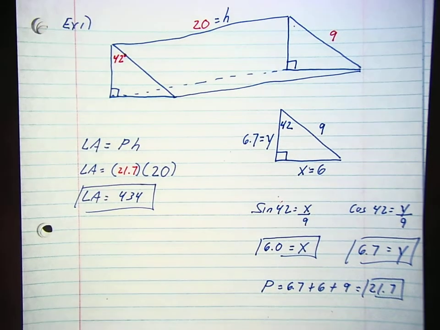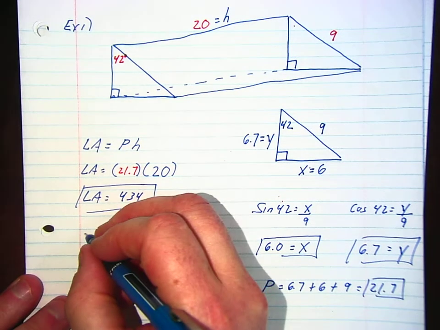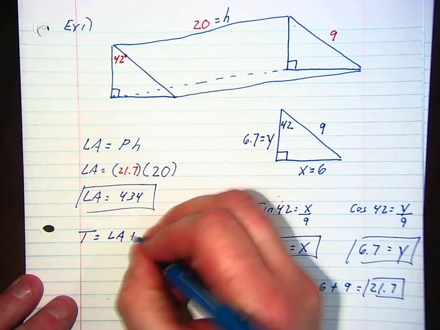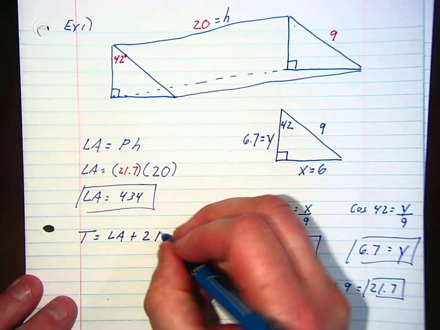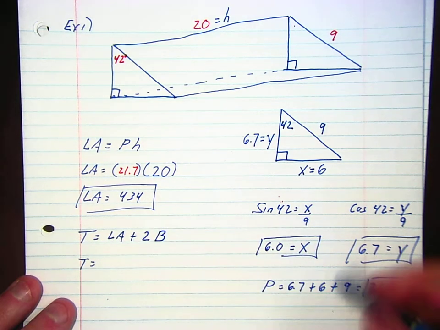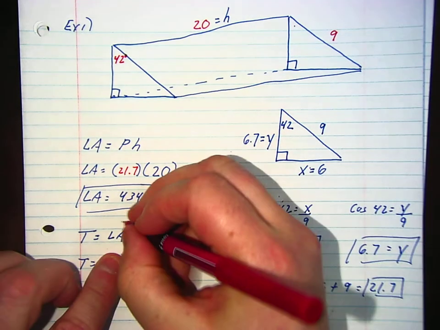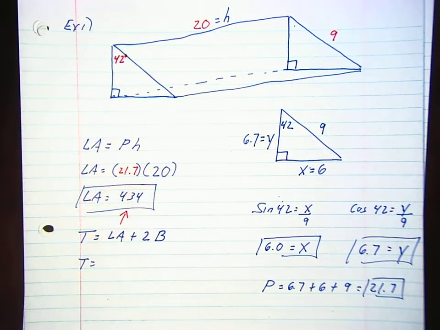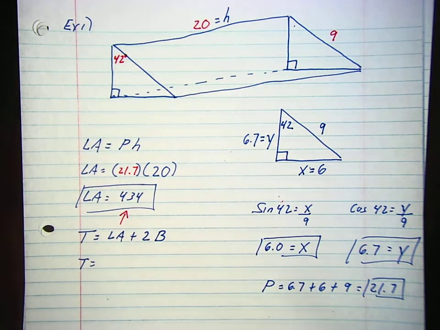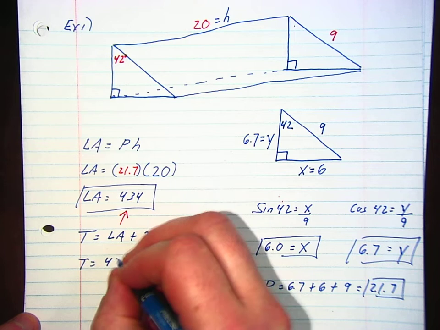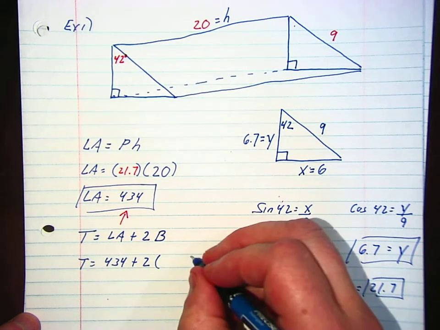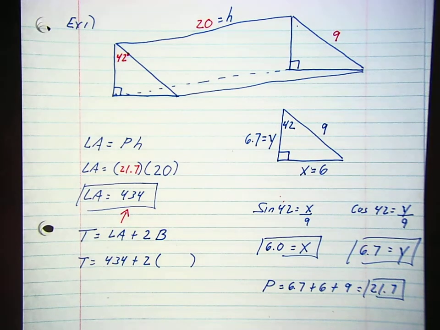Now we need total area, total surface area. So again, go back to your formula. Total area is going to be the lateral area plus 2 big B. So remember, you know the first half of that already. This lateral area right here is the answer you just found. So you're going to have to get that right. If you get that wrong, you're going to get total area wrong too. So I'm going to put that in there. 434 plus 2 times the area of the base. So you got to find the area of the base.